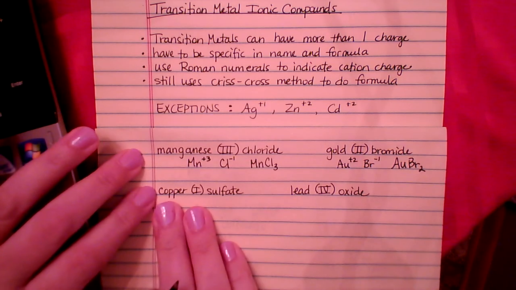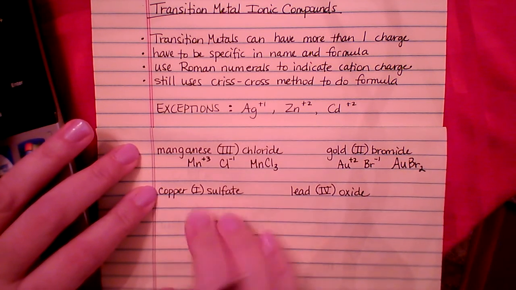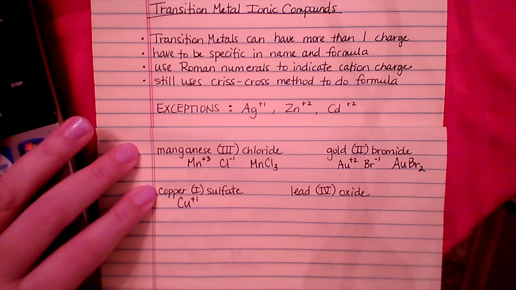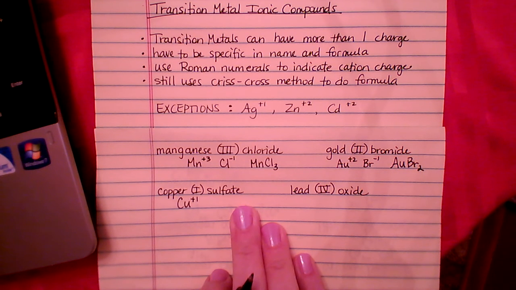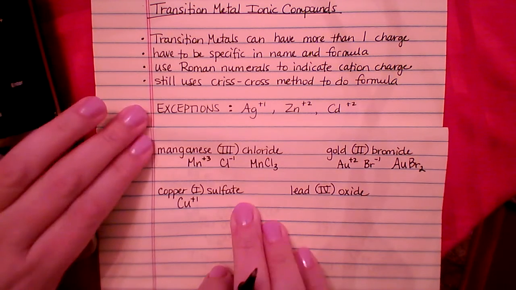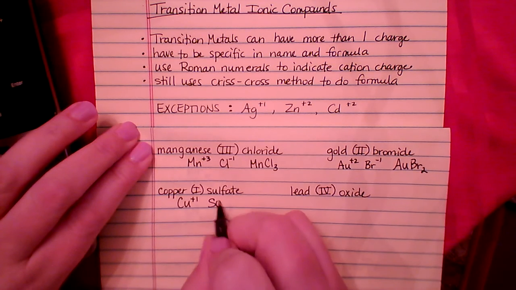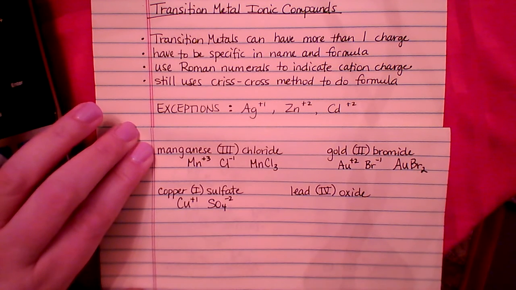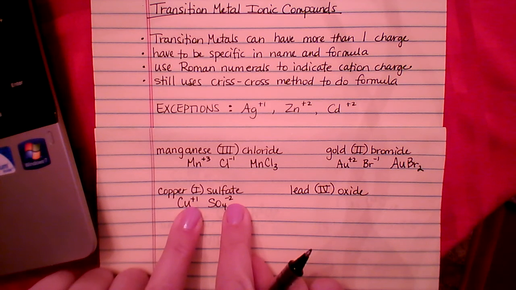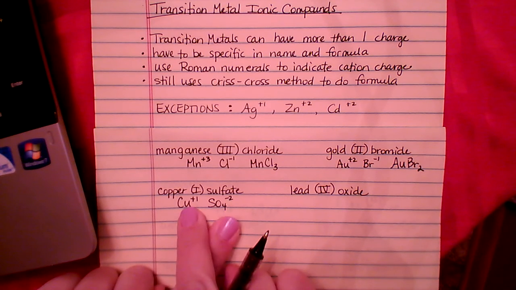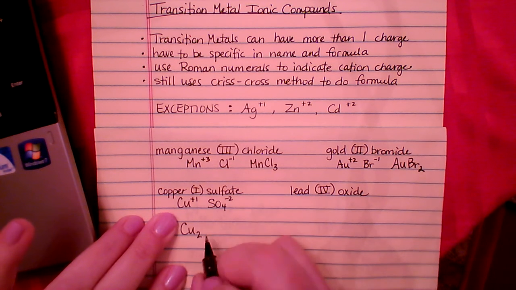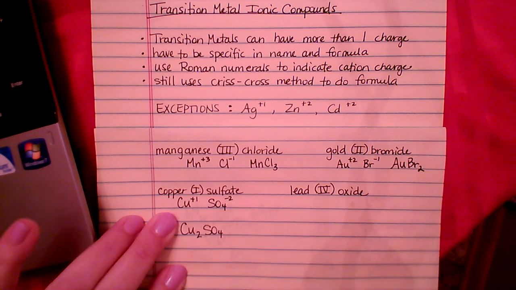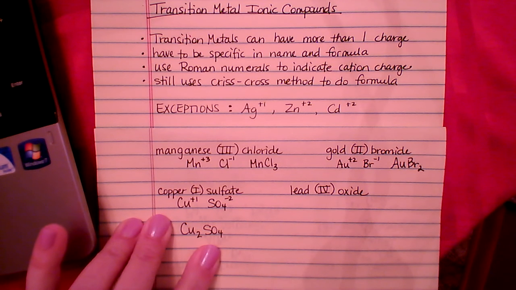If I look at copper 1 sulfate, copper 1 is Cu+1, and then sulfate, remember it ends in "ate," so you have to think, is it SO4, SO3, SO2, what is it? So hopefully you have those memorized. Sulfate is SO4, -2. So when I crisscross these charges to make my subscripts, then the copper is going to get the 2, and SO4 gets the understood 1. I don't need any parentheses there.